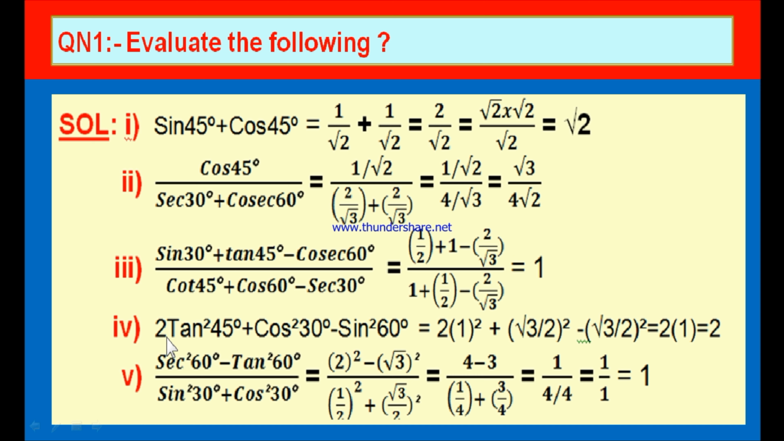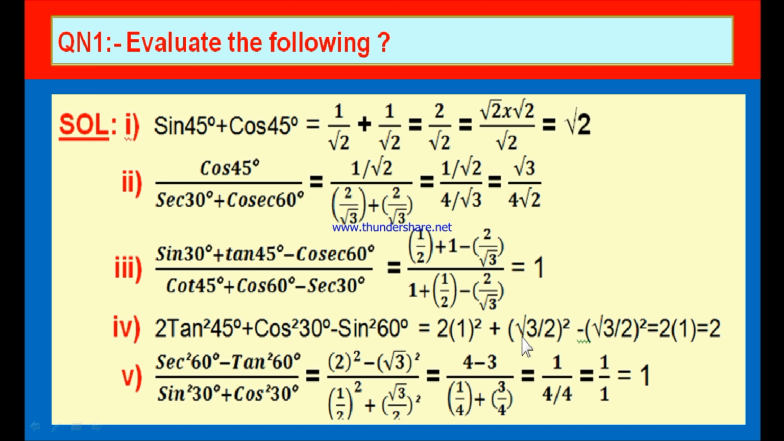Now come to this question. This is 2 into tan square 45 degrees plus cos square 30 degrees minus sine square 60 degrees. This is 2 into, we just observed from the table that tan 45 degrees is 1. Tan square 45 means 1 square. Plus cos 30 degrees is root 3 by 2. Since it is cos square 30 degrees, it is root 3 by 2 whole square. Minus sine 60 degrees is root 3 by 2.